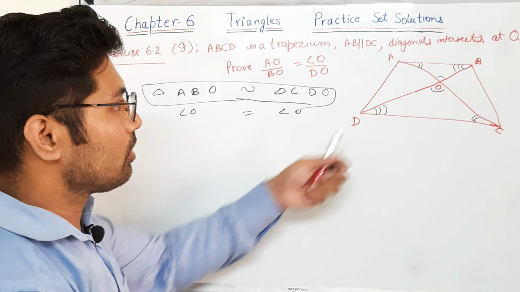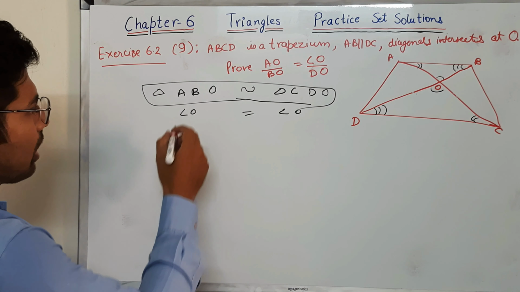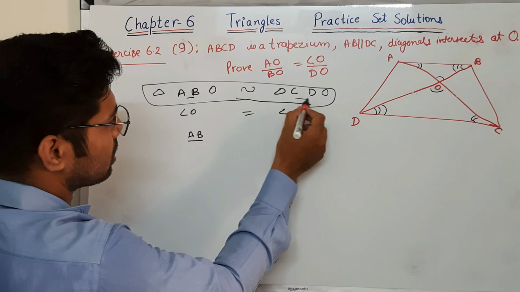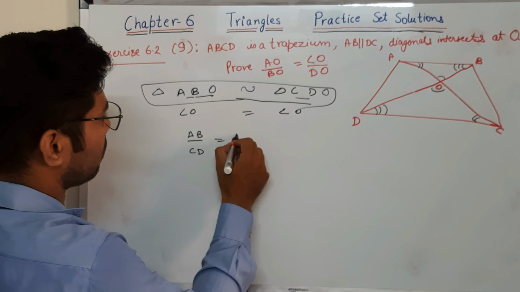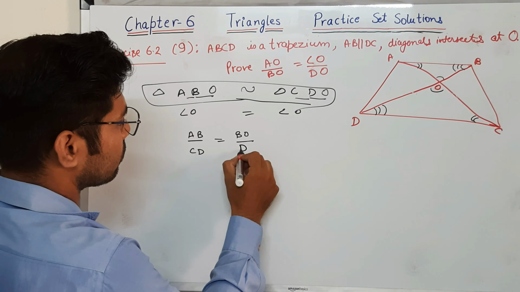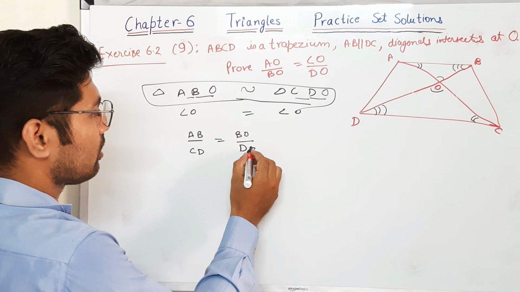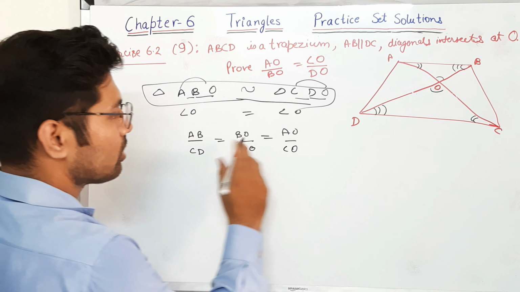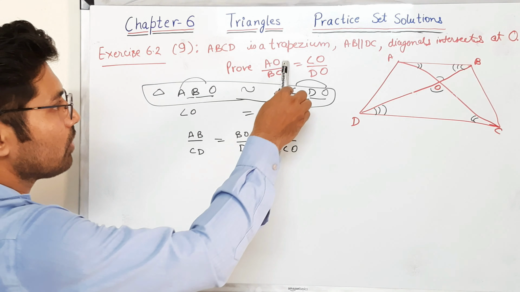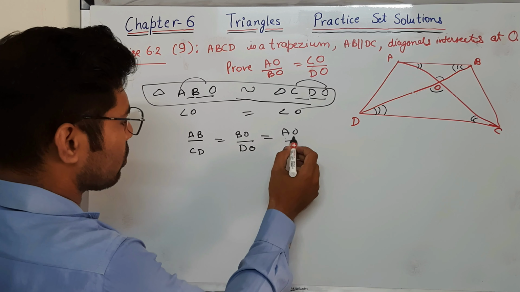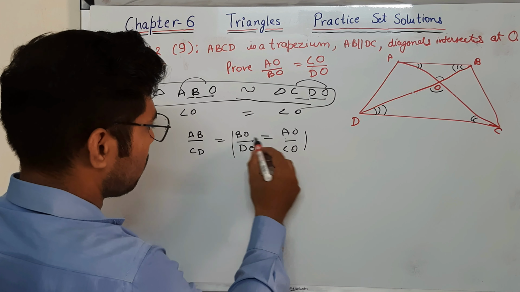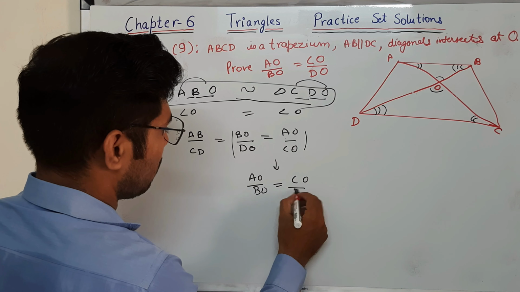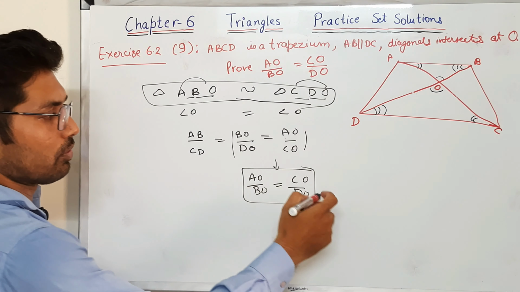Since they are similar, take the ratio of the sides, in the same sequence. So AB upon CD is equal to BO upon DO, which is equal to AO upon CO. So this is the ratio of the lines we have. Now what we need to prove is AO upon BO. So moving terms, AO upon BO is equal to CO upon DO. And this is what we needed to prove.